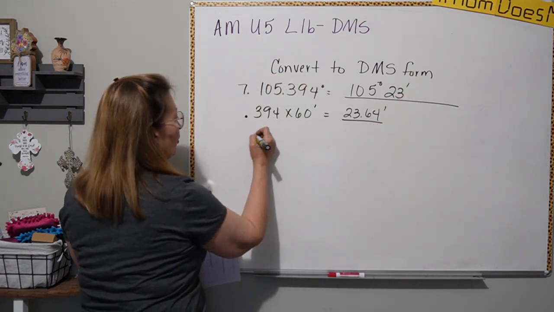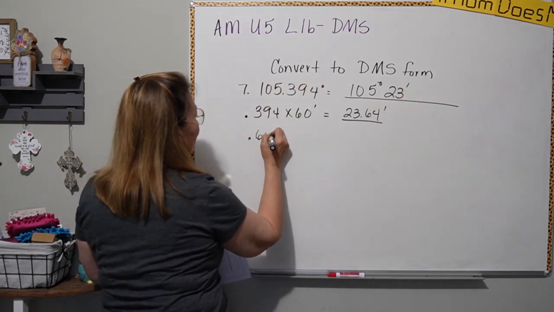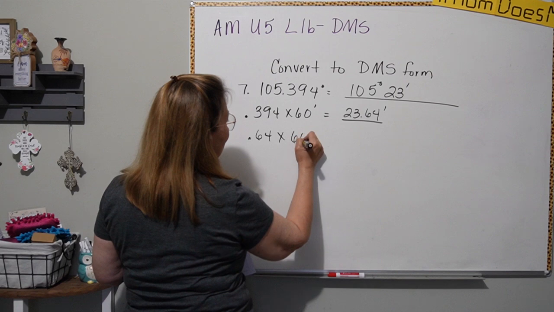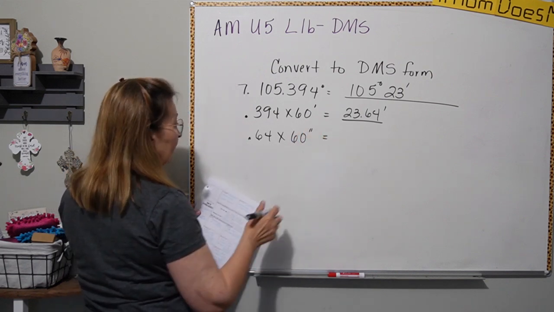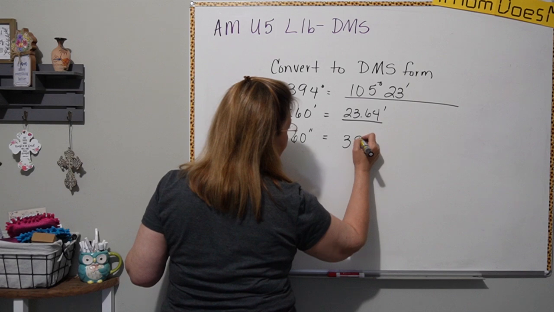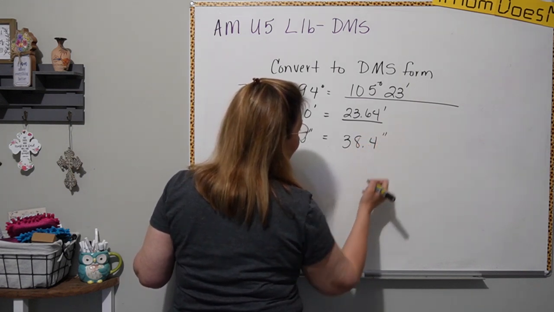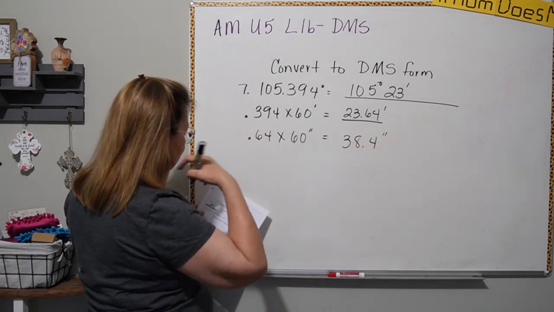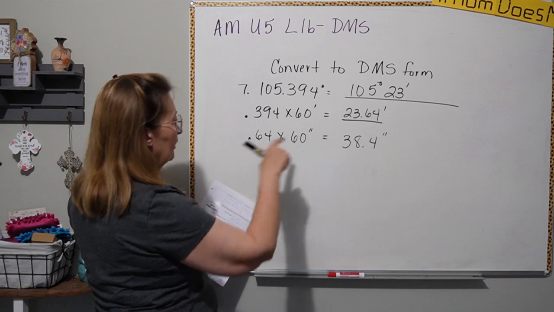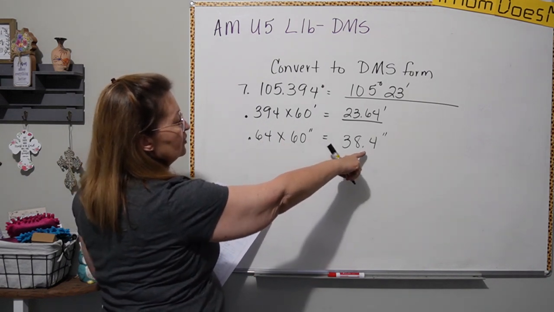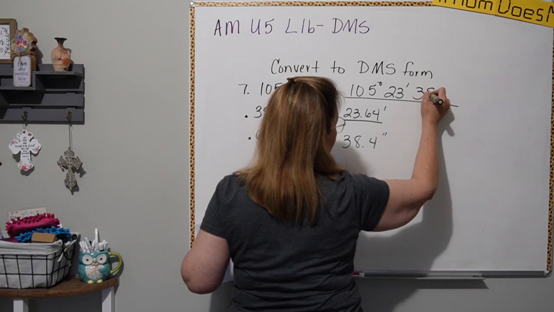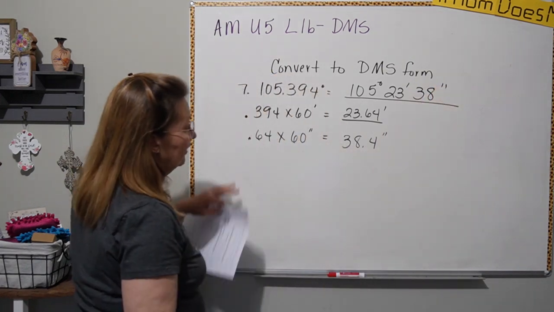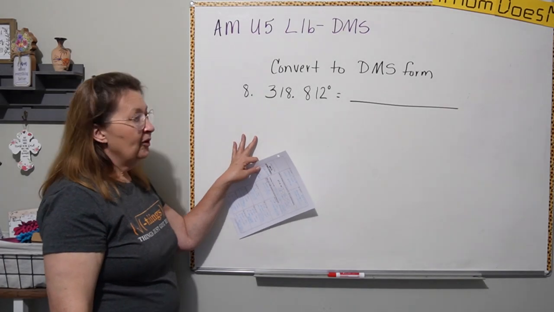Now we're going to take the 0.64 and we're going to convert that to seconds by multiplying times 60 seconds. And that will give us 38.4 seconds. And like I said, we're not going to use a decimal, so when you round this, since this is less than 5, it's going to round down to 38. Okay, final answer.